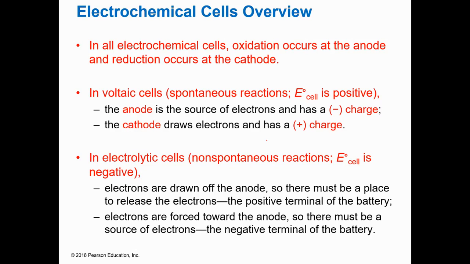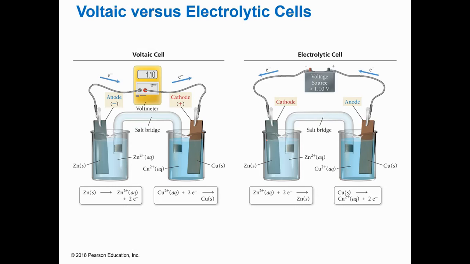All right, so just an overview of electrochemical cells. Remember, oxidation occurs at the anode, reduction occurs at the cathode. In voltaic cells, remember it's spontaneous, E cell is positive. The anode will have that negative charge, and the cathode will have that positive charge. In electrolytic cells, which is not spontaneous, that E cell is going to be negative. Okay, and please notice in both these cells, the electrons always flow from anode to cathode, but in one of them it has a battery as a source, and the other one it's the voltmeter, which is just reading the voltage.